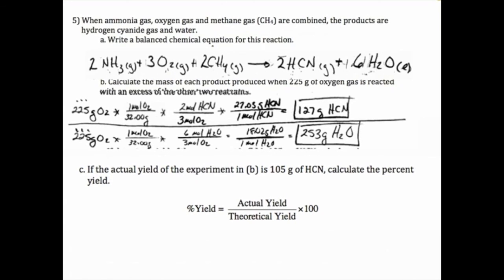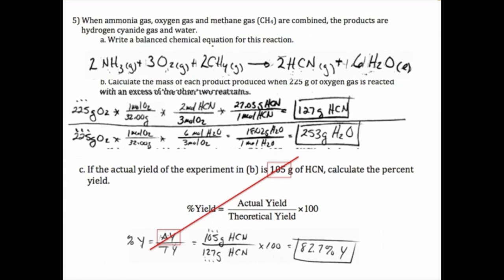If the actual yield of the experiment is 105 grams of hydrogen cyanide, calculate the percent yield. Percent yield is calculated by taking the actual yield, in this case 105 grams of hydrogen cyanide was actually produced, and divide that by the theoretical yield of hydrogen cyanide produced, which in this case was 127 grams. The 105 grams that was actually produced in this experiment divided by the amount that in theory could be produced, 127 grams, and multiplied by 100 works out to be 82.7% yield. This is rounded to 3 significant figures. The final answer for this problem is 82.7% yield.